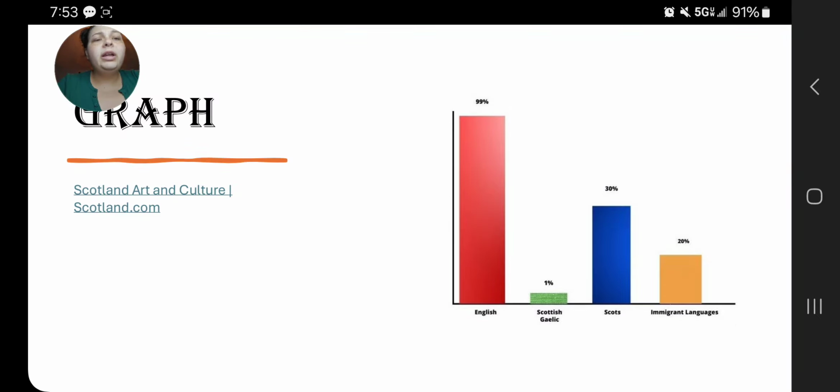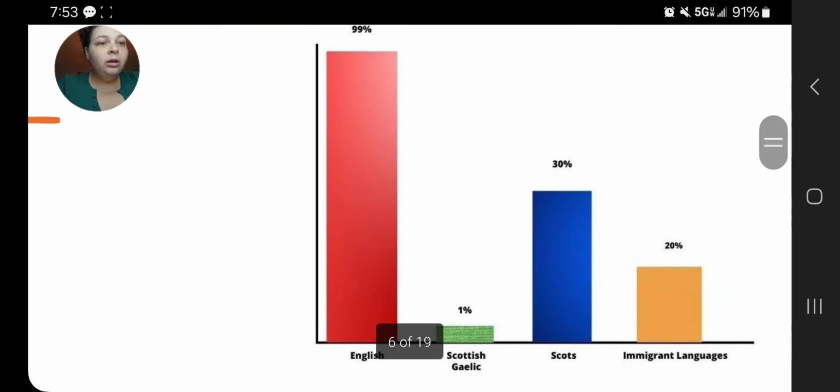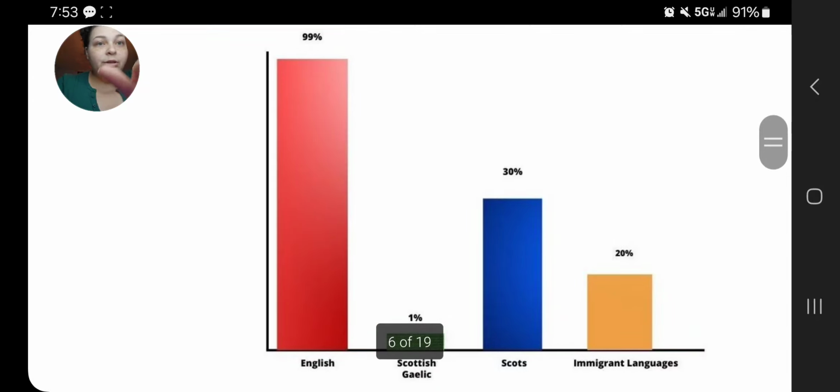And I just thought that would be very interesting to talk about a little bit with this graph, showing you nowadays English 99%, Scots 30%, immigrant languages like 20%, and then the Scottish Gaelic is like 1%. So you can really see that the Scottish Gaelic is almost a dying language. And it's just very interesting to see.